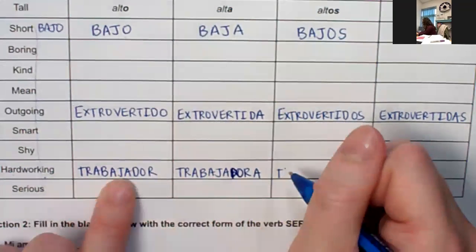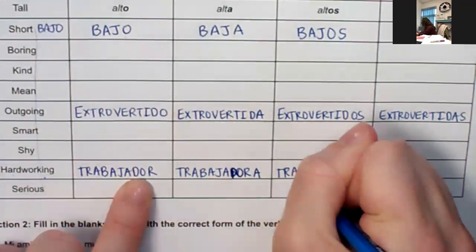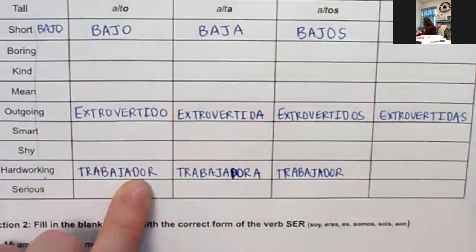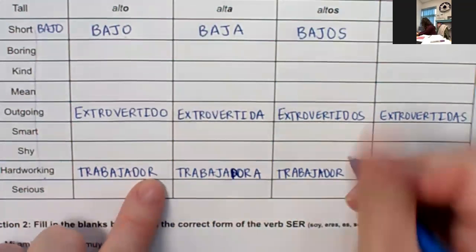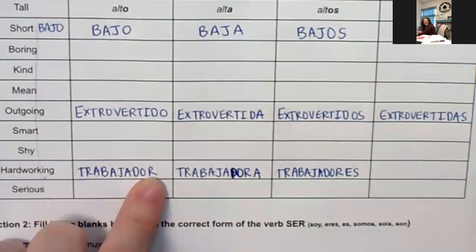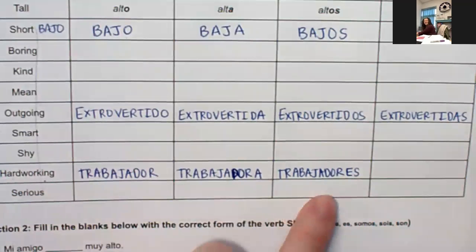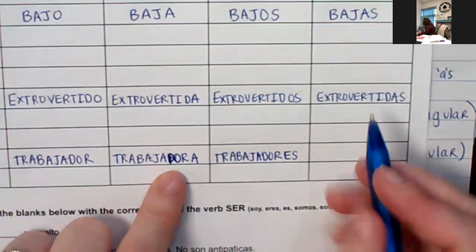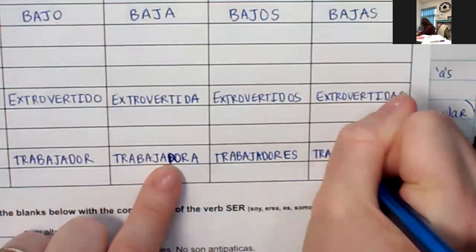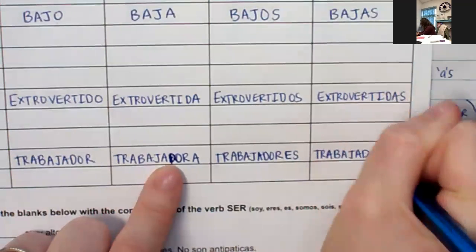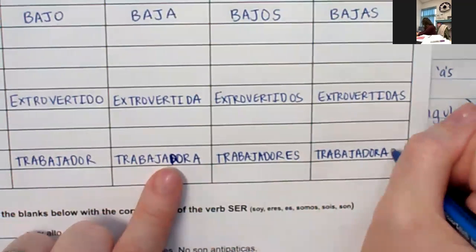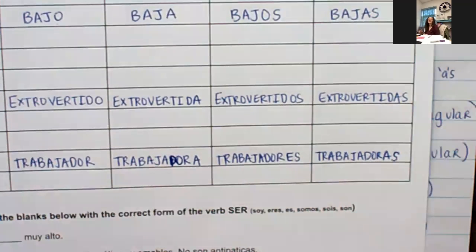Now to make trabajador plural, because it ends in a consonant, instead of just adding S, we have to add ES. Trabajadores. And then feminine plural, so we take trabajadora, and that does end in a vowel, so we just have to add an S.